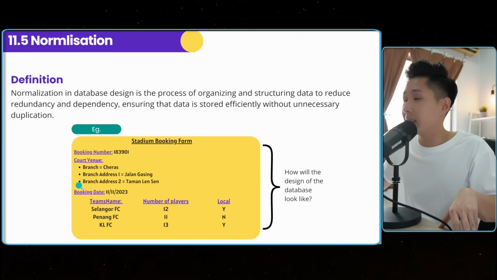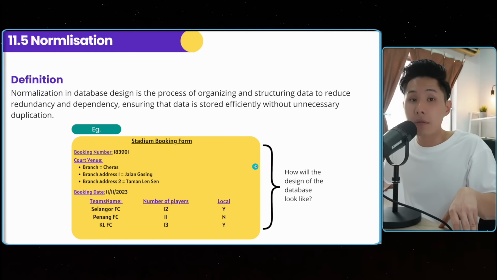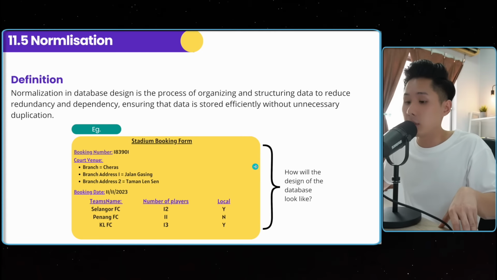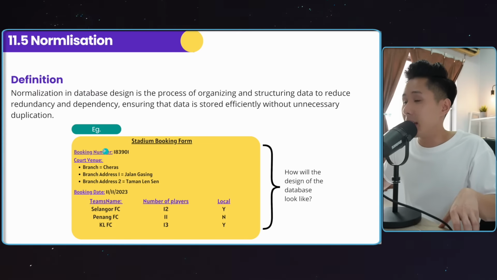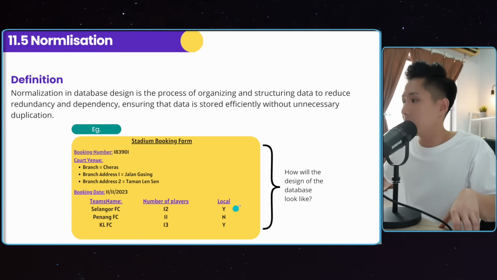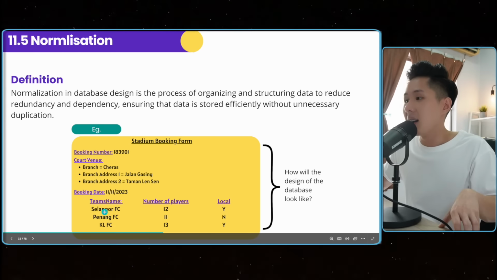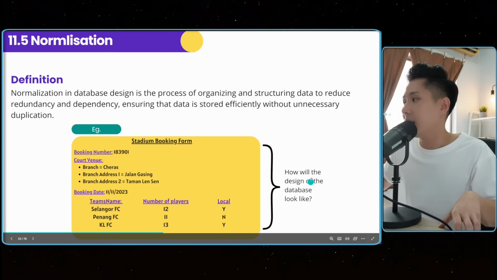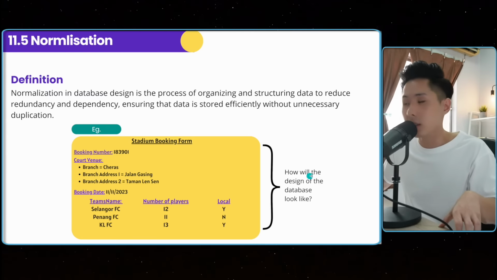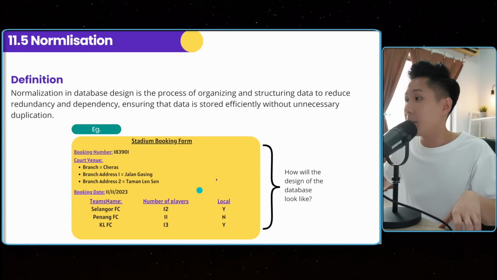Imagine that this is the form that the football field is distributing to all the teams when they want to make a booking. And these are the data that we are collecting: booking number, court venue, booking date, team name, number of players, local, and what are the teams that are involved in this booking, especially. So the question is, if you are the database designer, how would you design a database for this particular example here?